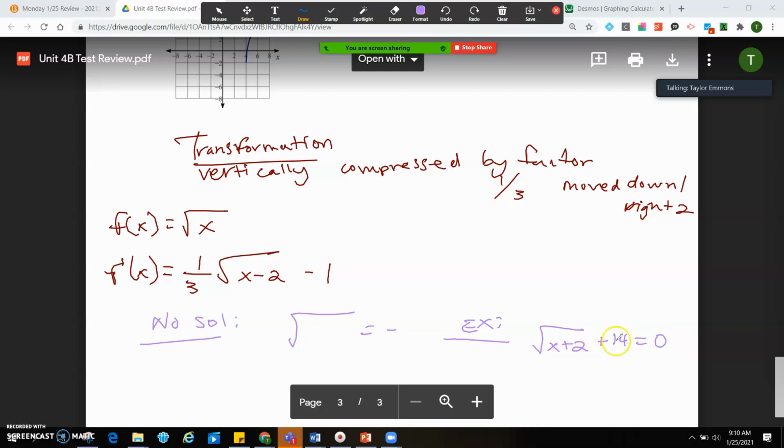the first thing that you have to do in order to solve for this is move this one over to the right. So that's going to be the square root of x plus 2 equals negative 14. Well, can I ever have a positive square root equal to a negative number? No. So that's going to produce a no solution result.